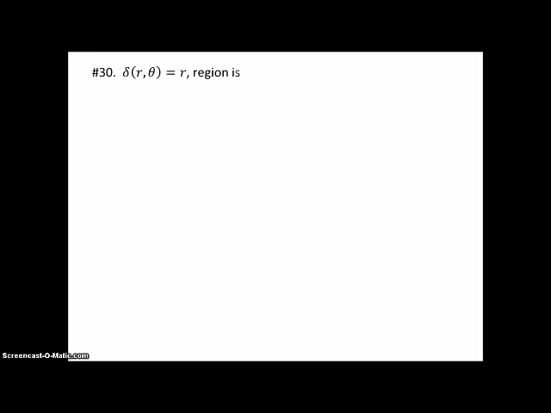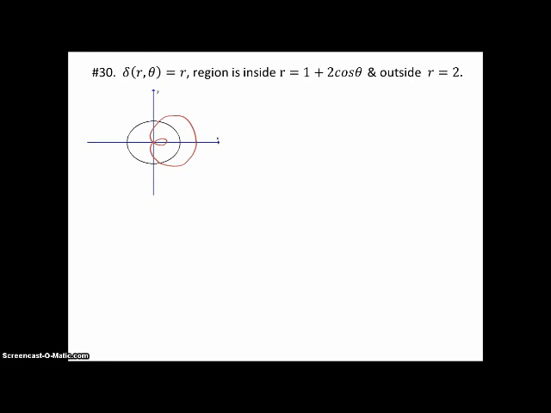Number 30. Now we're going to a polar problem. The density is r, and the region is inside one polar graph and outside the other polar graph. So r equals 2 is a circle, and 1 plus 2 cosine theta is shown in red. And so outside the circle but inside the red would be that region right there. And notice that this is radially simple, and so we can go ahead and use the same ideas from the previous section.